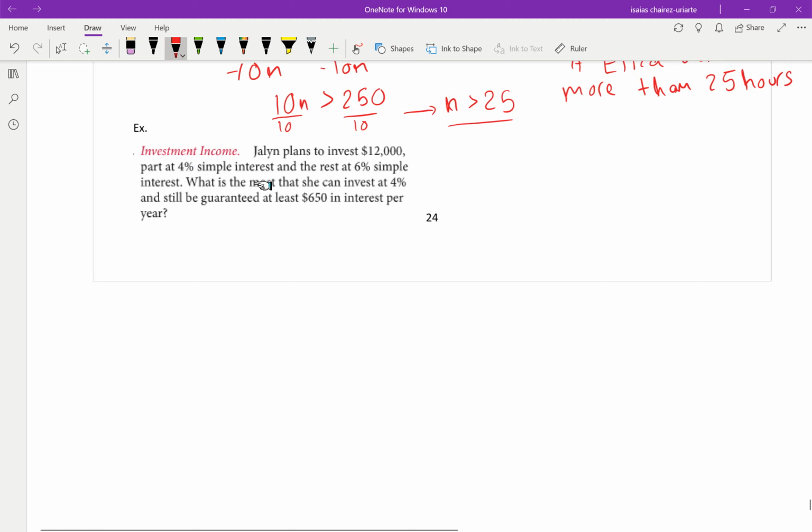And the question is, what is the most that she can invest at 4% and still be guaranteed at least $650 in interest per year? Interesting question. Pause the video, see if you can set it up, see if you can get something working.